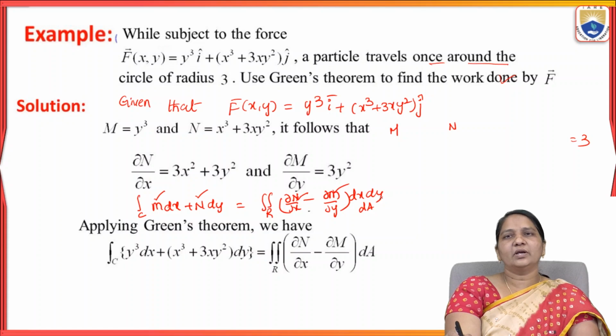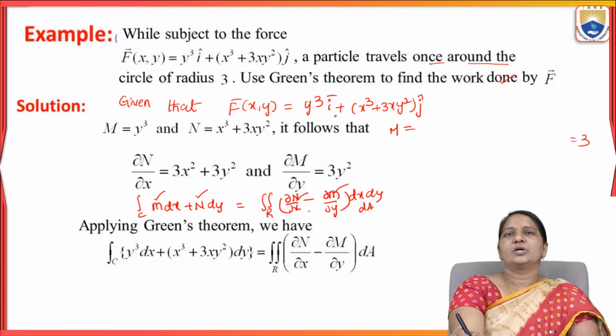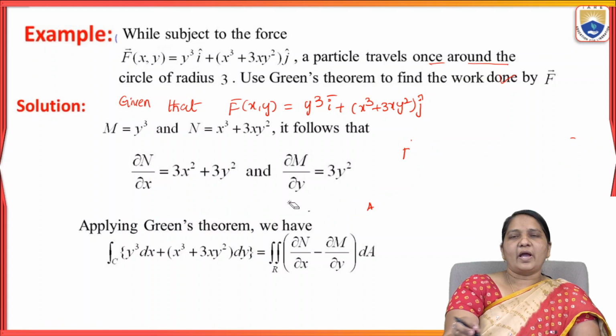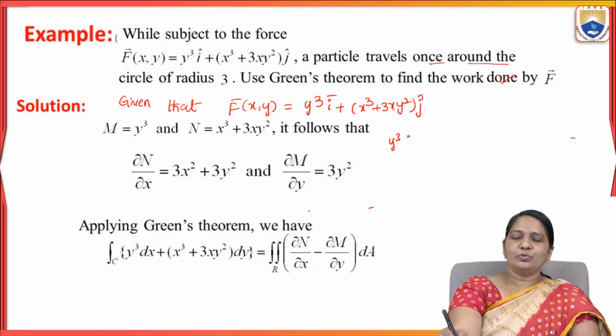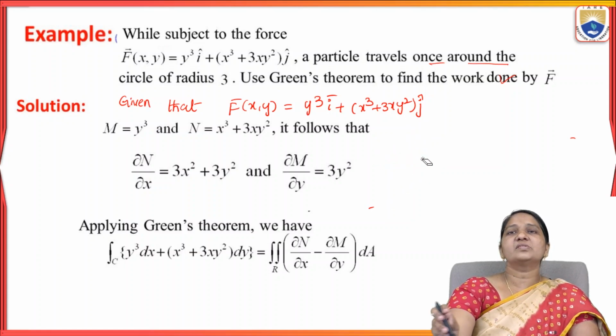By using F, we can take this value. We can compare this one, M in the form of M dx. Here they gave i bar and j bar, so this is the F, and we can write F bar dot dr bar. Actually, in the previous problem, they gave it in the form of y cube dx, which is nothing but the M dx form, so directly we could take the M value. Here they gave the force, that means a vector.